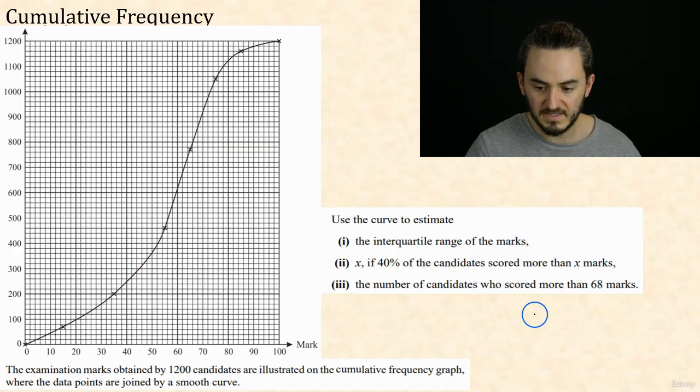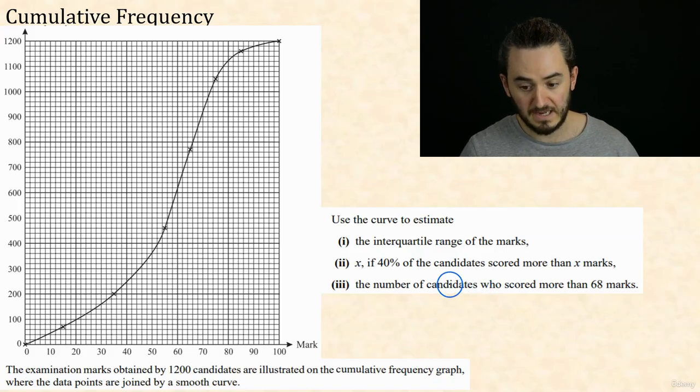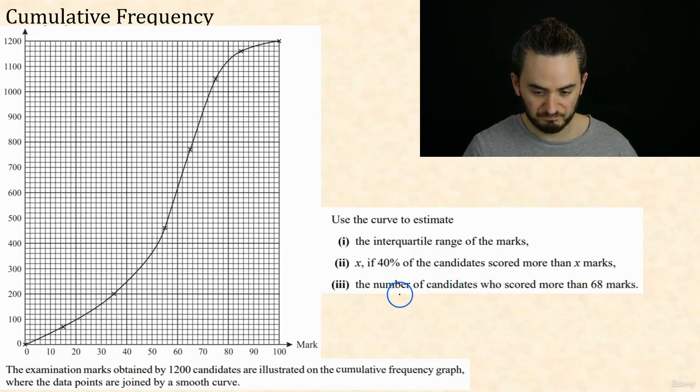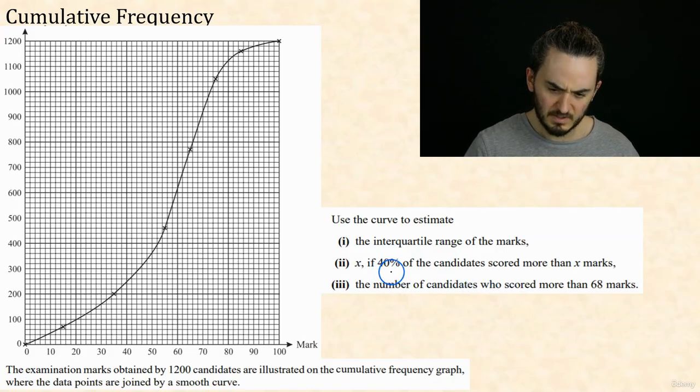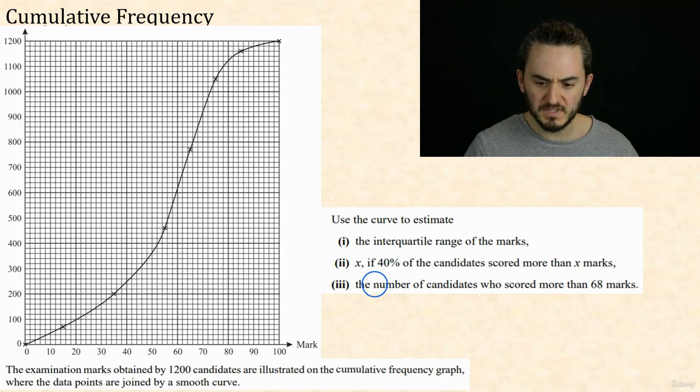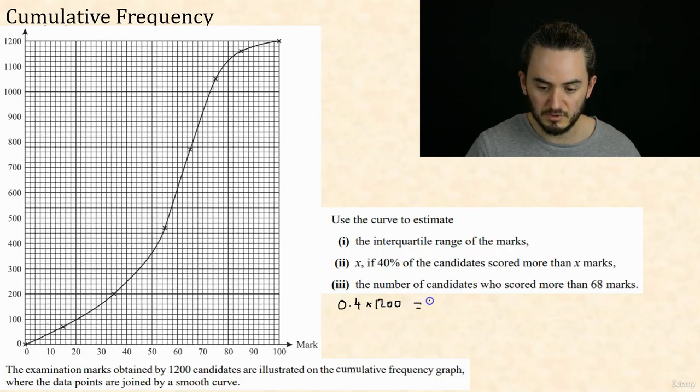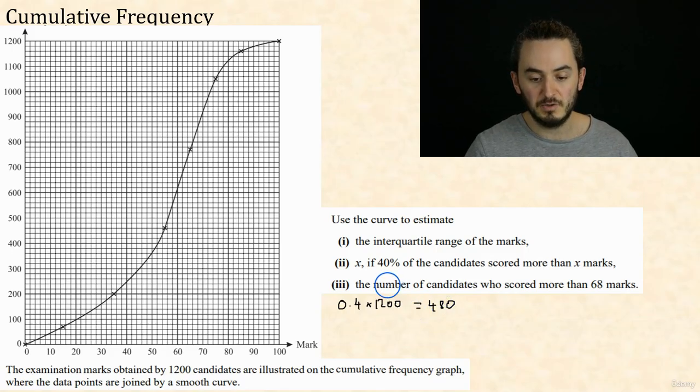Can we estimate X if 40% of the candidates scored more than X marks? All right, so we're looking for the top 40%. Well, 40% of 1200 is 0.4 times 1200, which is 480. So we're looking for the top 480 students.